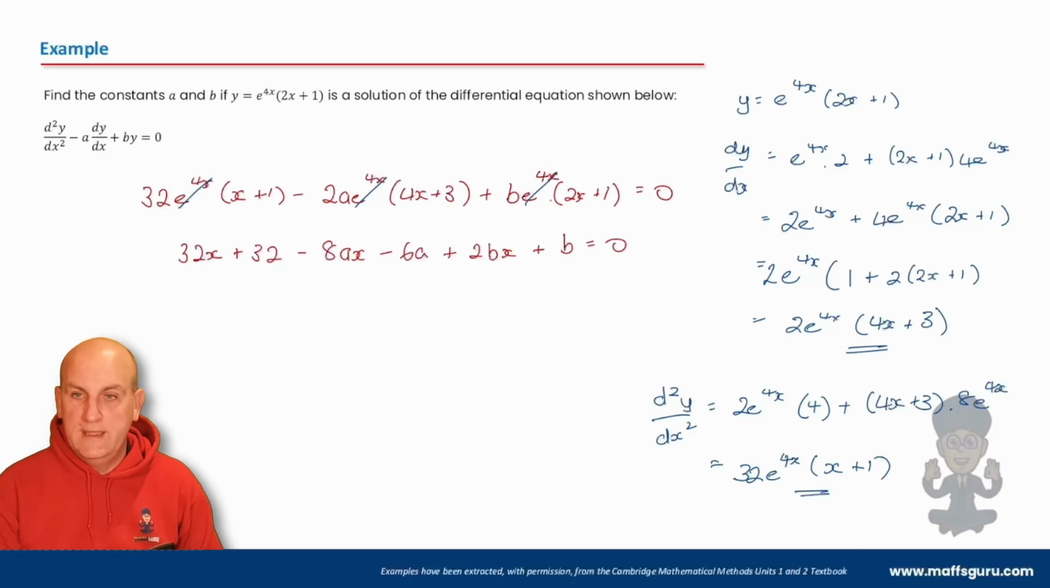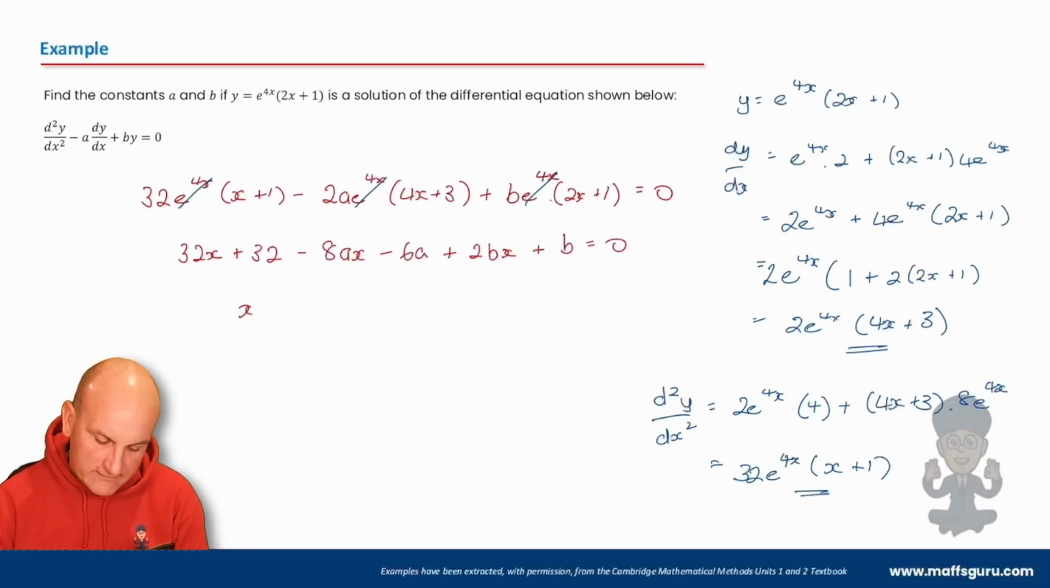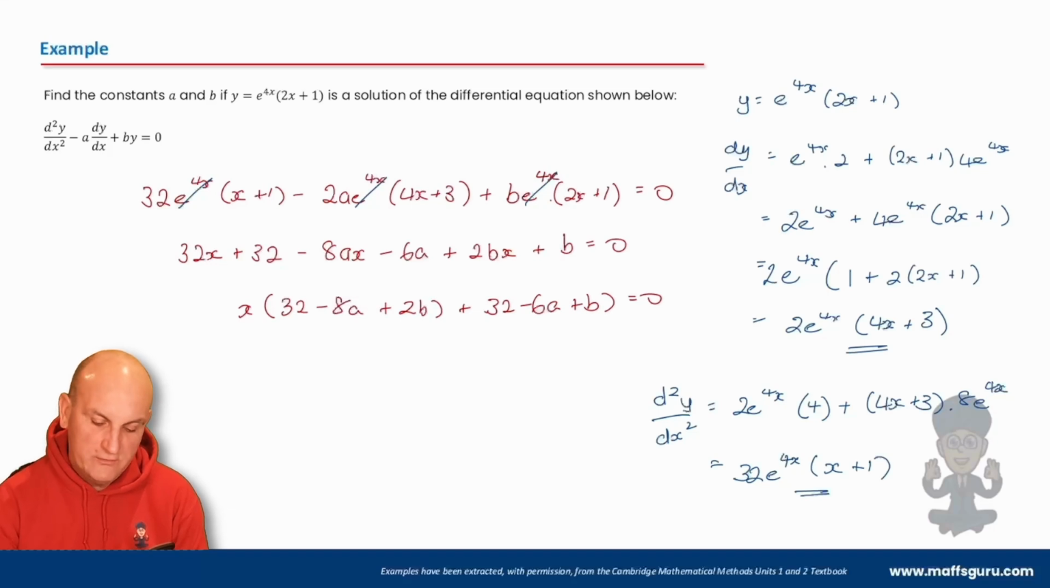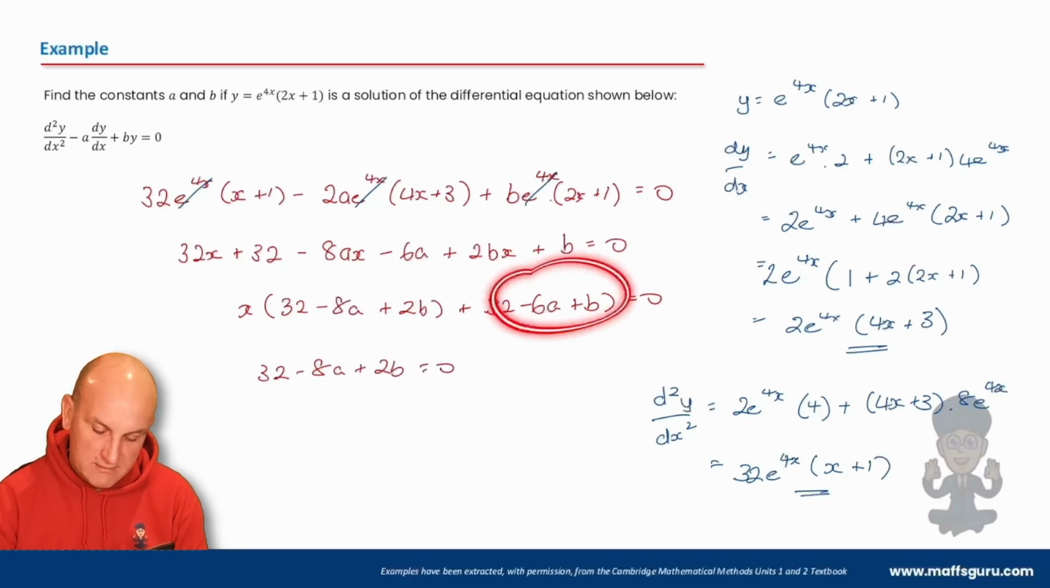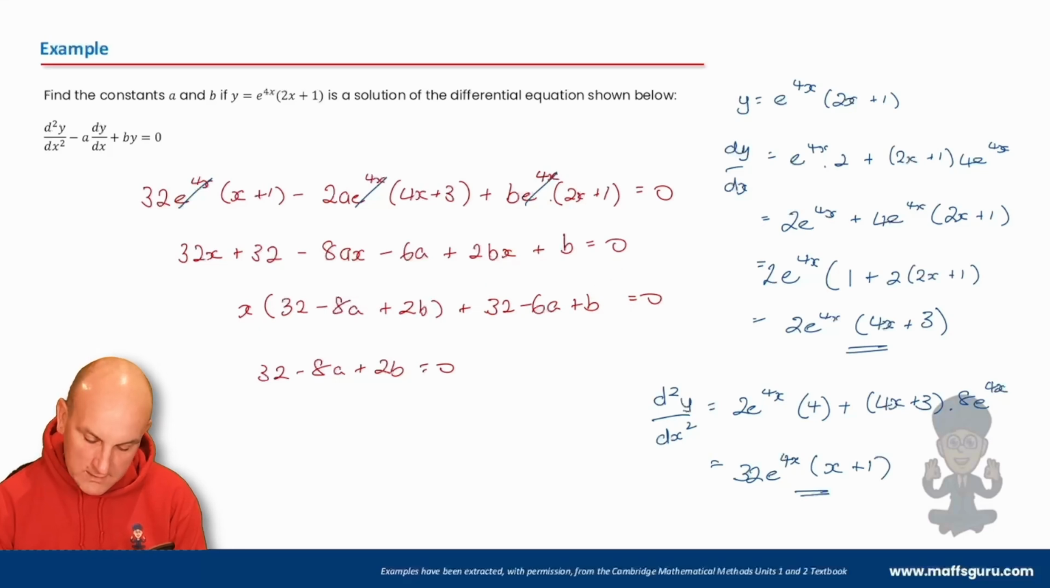Right, now, looking at this, what do we actually see? Well, if we take x out as a factor, we get 32 minus 8a plus 2b. And then what do we get left? We get plus 32 minus 6a plus b equals 0. Well, there's no x term on the right, so using the fact that we have equality on both sides, the coefficient of x must be 0. So we get 32 minus 8a plus 2b is equal to 0. But also, this is 0 as well. We also know then that 32 minus 6a plus b is also equal to 0.